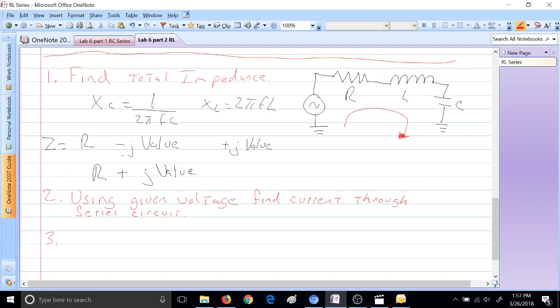And then we get to the last part, part 3. It's just the way you would in a DC circuit. Find individual voltages. Okay, my writing's getting worse. I actually was doing really well at the beginning of these lectures. Individual voltages across each component. Across R, across L, and across C. Right.